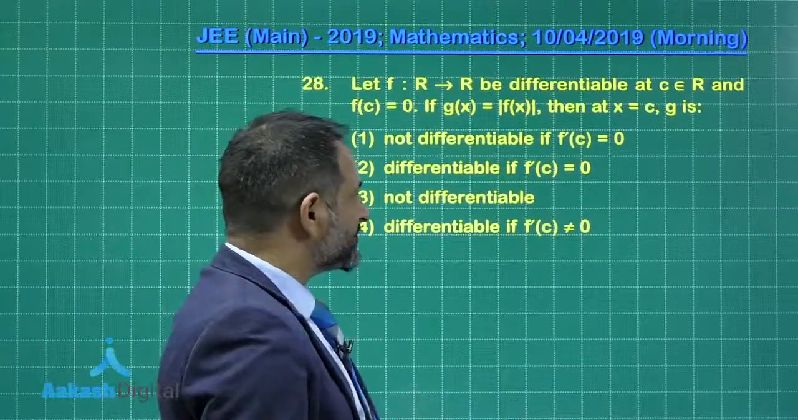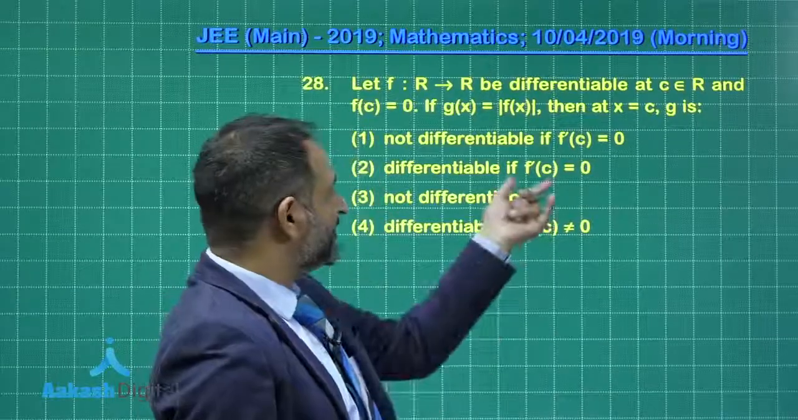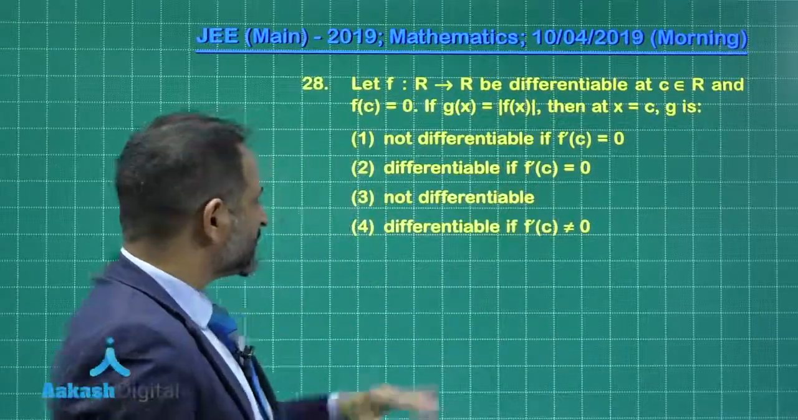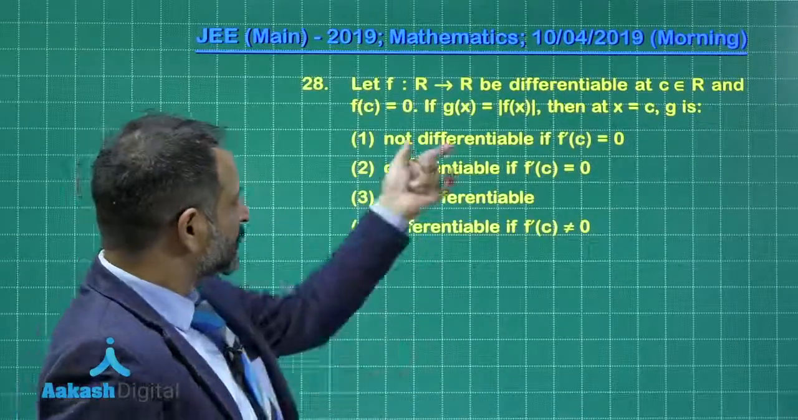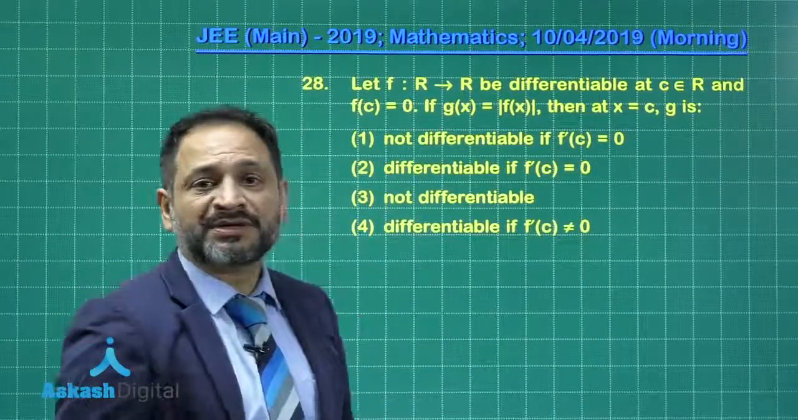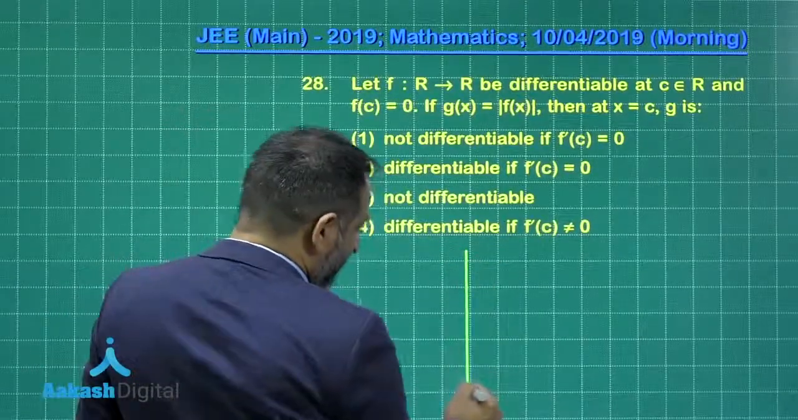So there are conditions: if the derivative of f at c is 0, and if f dash c is not equal to 0. So these are the various options. Let us see the question first. The question is g of x is equal to modulus of f of x. So let us see everything with the help of a graph here.